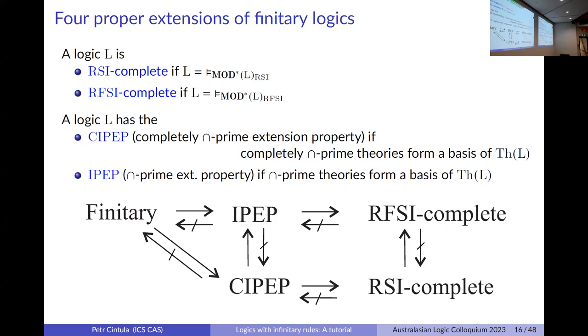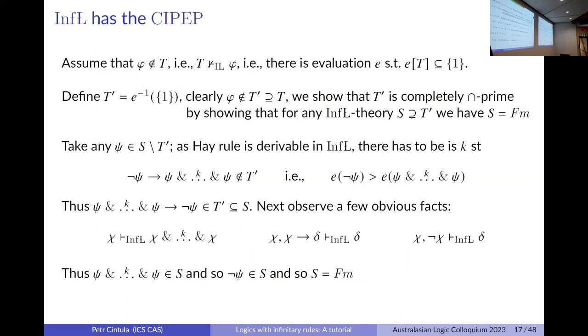One is not so hard: Gödel logic with comfortably many constants can be used to kill these arrows, but to kill the final arrows, it's a rather artificial example. An example of a logic which is not RFSI complete is not that artificial. I will not show you, but I will tell you about it.